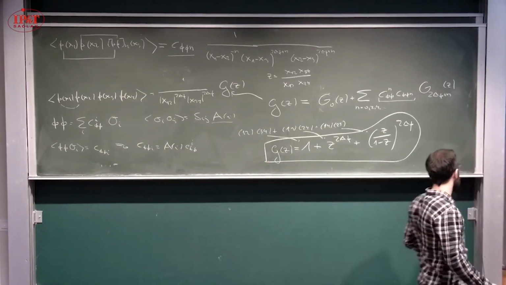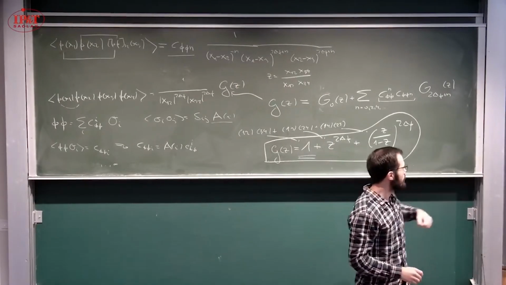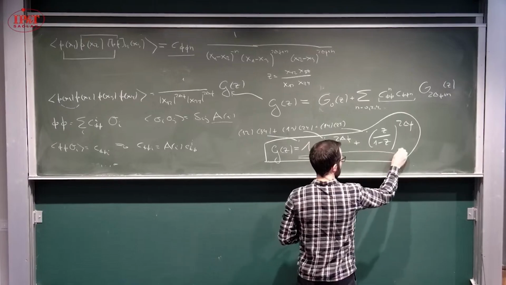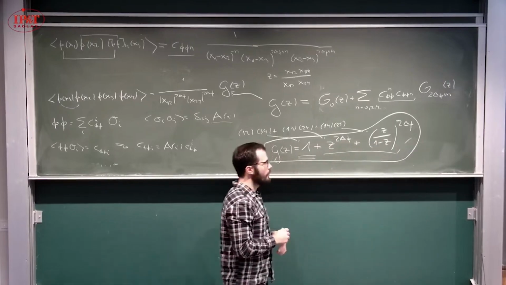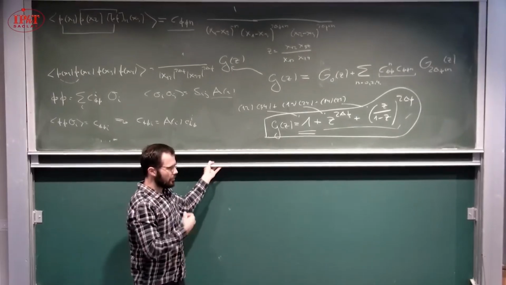The identity block correctly gives us 1. So the rest of the sum should give us this sum of these two terms. The nice thing is that you can just proceed order by order in z.